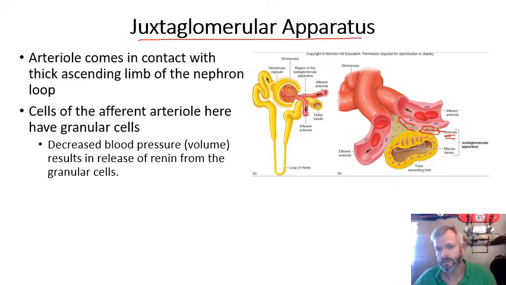The granular cells release the renin. When do we want renin on board? We want renin on board when blood pressure is low. So when there is decreased stretch here, that's going to cause the granular cells to now secrete the renin.